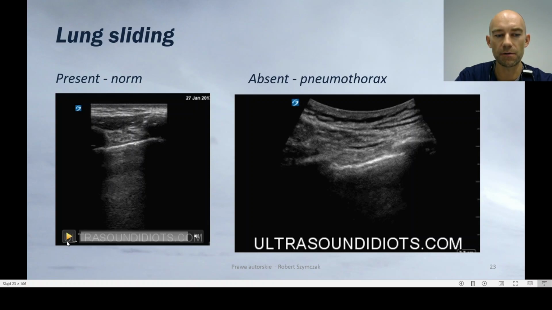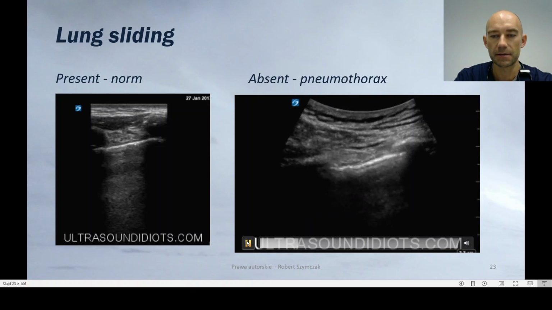So the normal view looks like that. You can see that there is some movement here, movement of the pulmonary pleura. When the patient is breathing, the lung is moving over the chest, and we can see it when there is no gas between the lung and the chest wall. But when it's absent, it looks like that. There's no movement of the pleura.